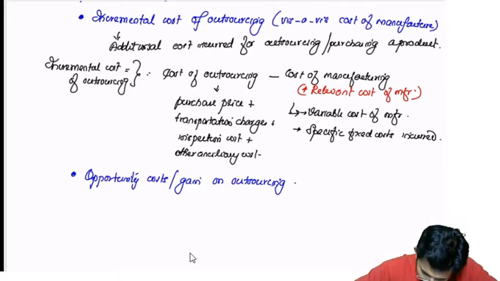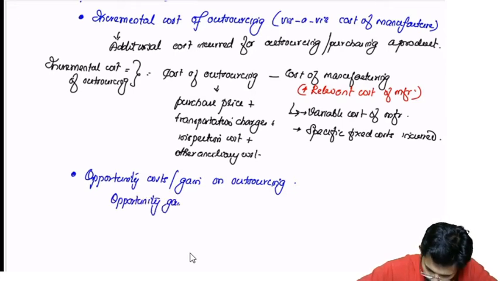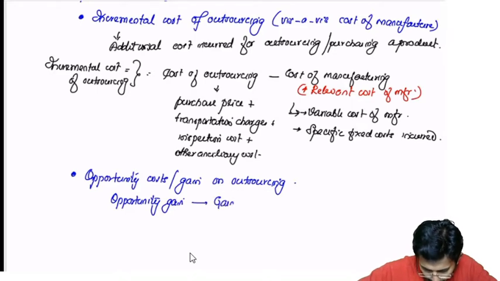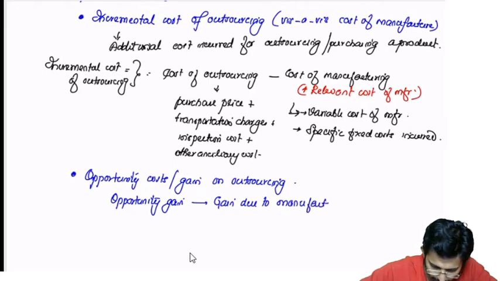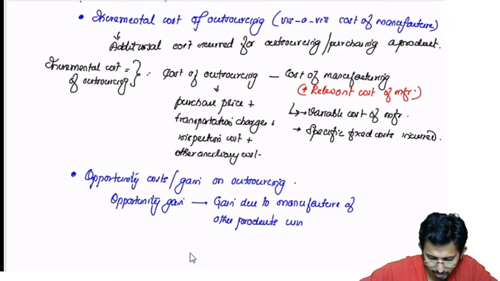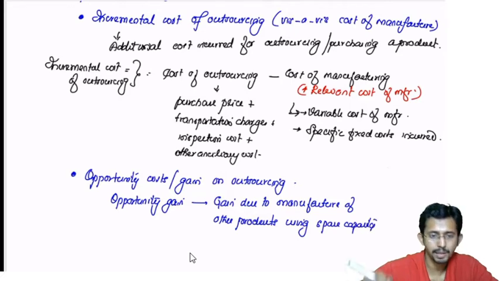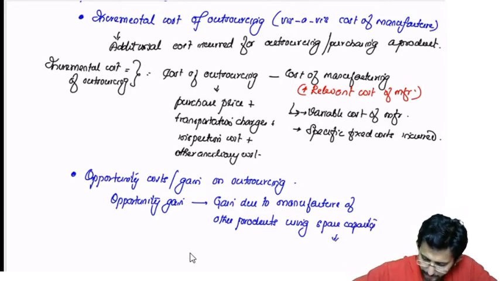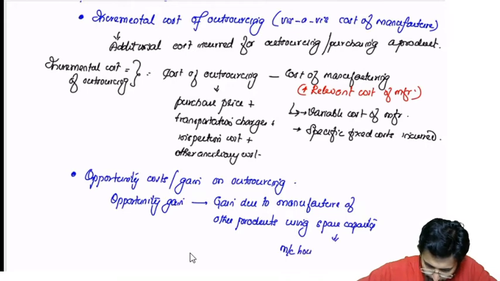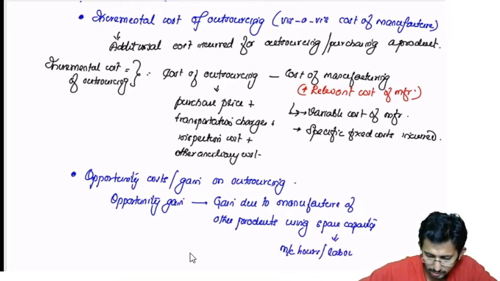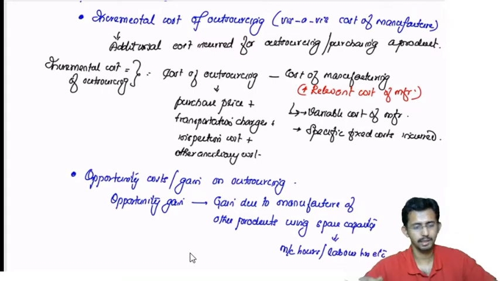Okay, so opportunity gain due to manufacture of other products using spare capacity. Spare capacity could be machine hours, labor hours, etc. It could be anything.